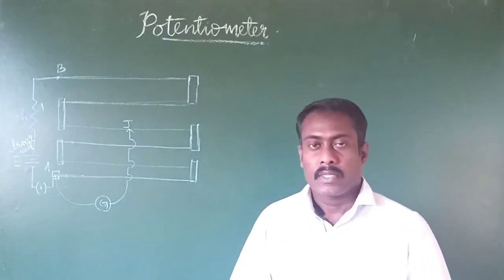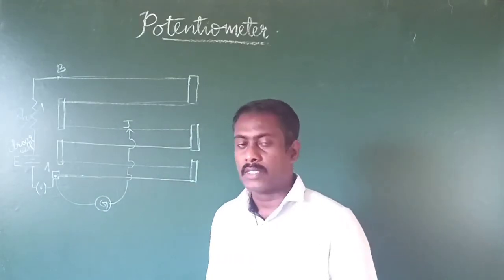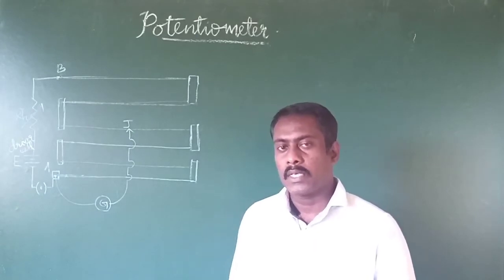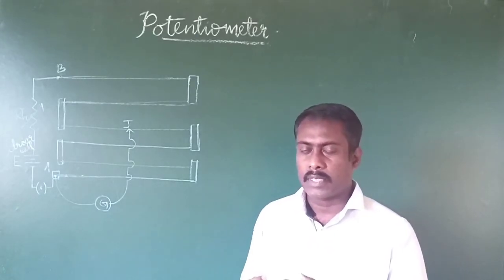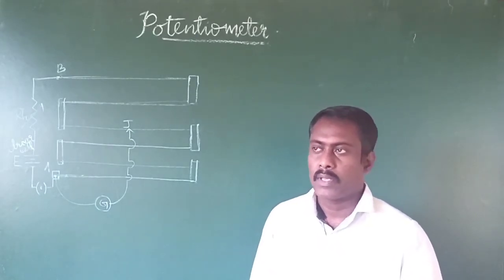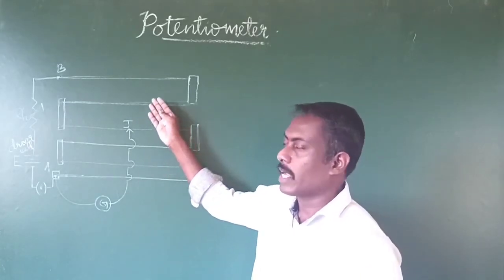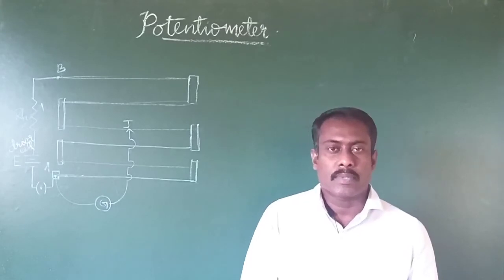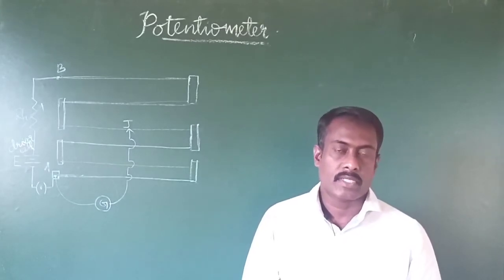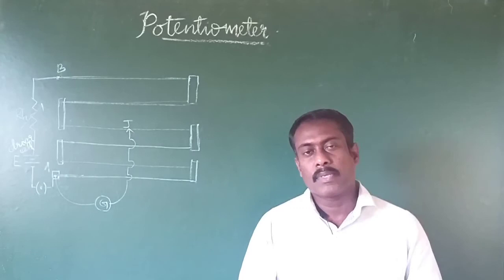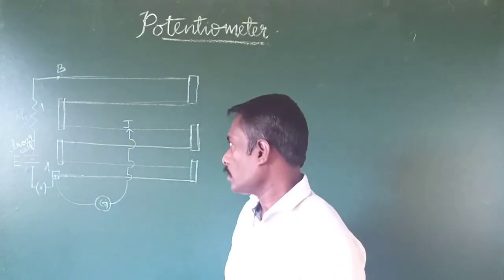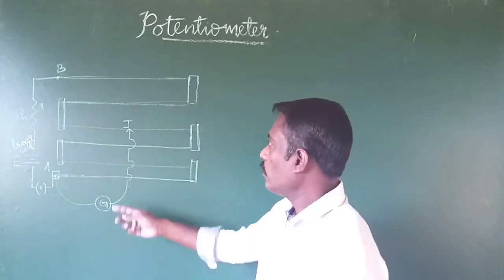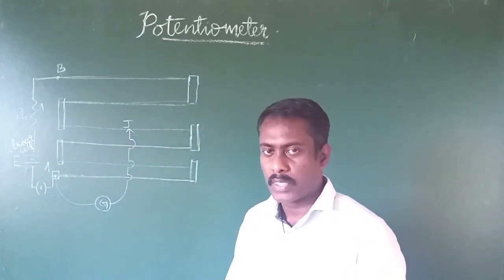So this alloy wire has less change in resistance due to the temperature coefficient alpha. If alpha is small, then the change in atmospheric temperature does not affect the resistance, or even if it changes, it becomes negligible. Therefore alloys are used for the wire which is connected to the potentiometer.